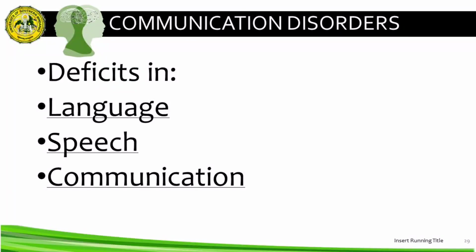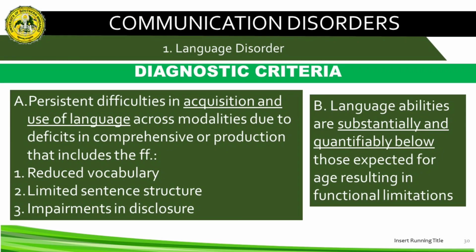After intellectual developmental disorders, under the neurodevelopmental disorders, we also have the communication disorders. So disorders of communication includes deficits in language, in speech, and in communication. So in assessing these three, culture must be considered, especially for individuals growing in bilingual environments. So under communication disorders, first we have the language disorder.